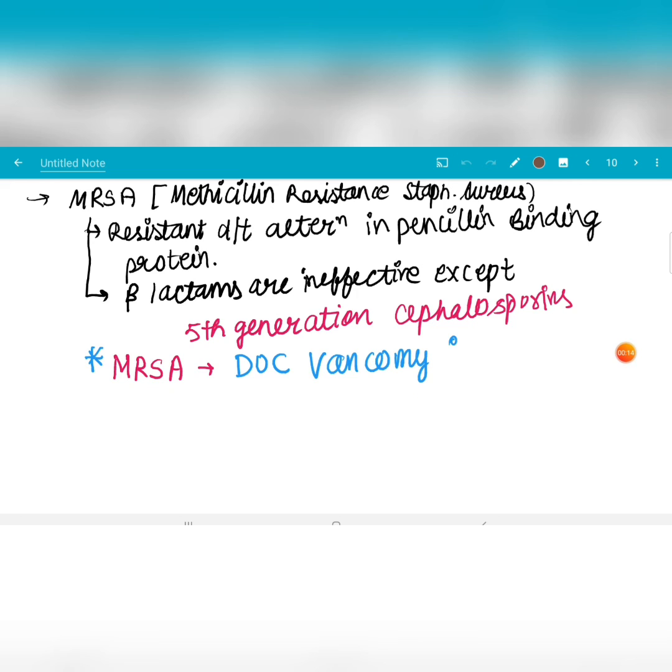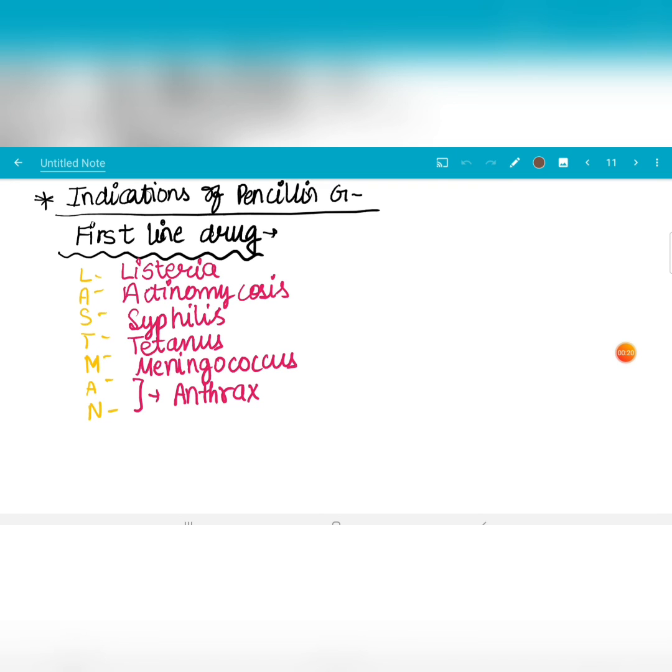We discussed MRSA, which is methicillin-resistant Staph aureus. The drug of choice is vancomycin. Next, we discussed indications: Listeria, actinomycosis, syphilis, tetanus, meningococcus, and anthrax.